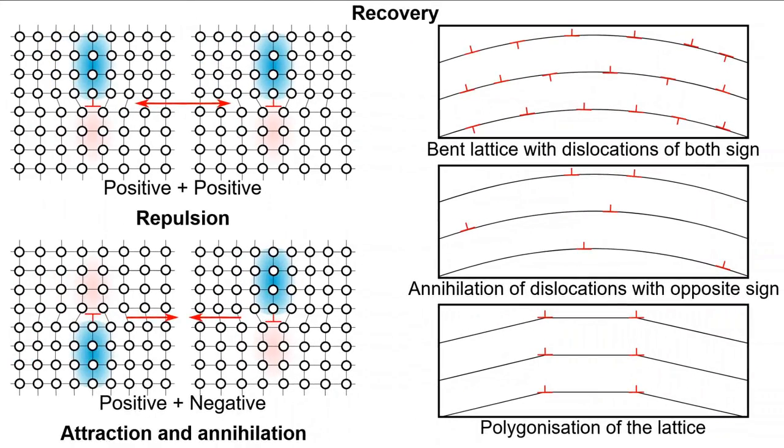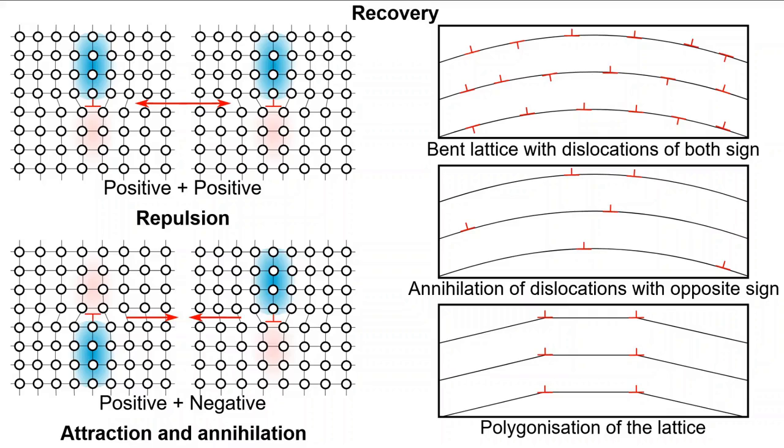This process, which goes on at elevated temperatures, is called recovery. In this process, the microstructure is largely preserved. However, the dislocation density slightly decreases. There is some relief of internal stresses, but the mechanical properties of the material do not change significantly.